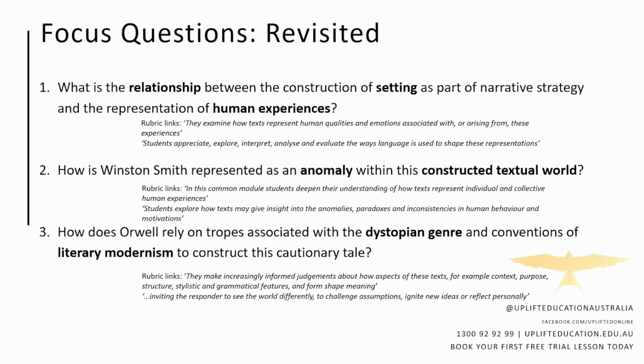How does Orwell rely on the trope with the dystopian genre and literary modernism? So obviously there is this deep focus on the subjectivity, the kind of psychological interiority of the protagonist in line with modernism. In terms of that dystopian genre, again, the futuristic setting, those neologisms to really form the foundation of this new world that he's forming. So those are the key ideas pertaining to chapter 1.